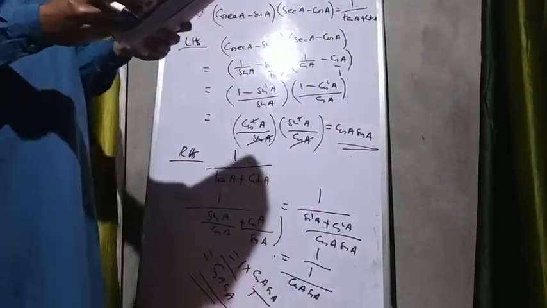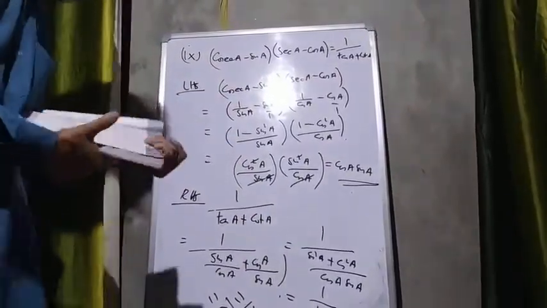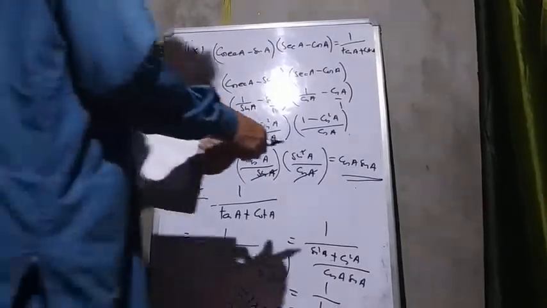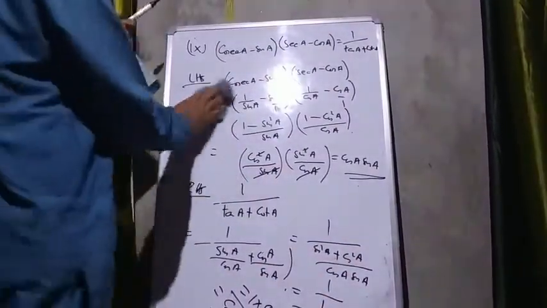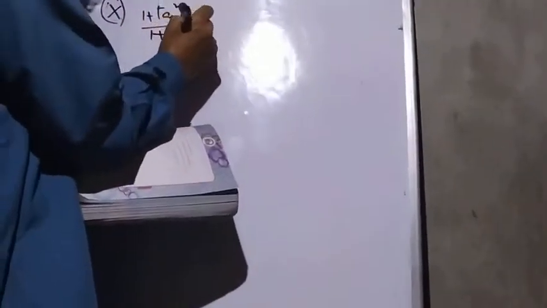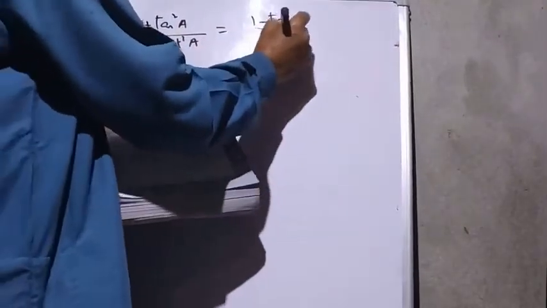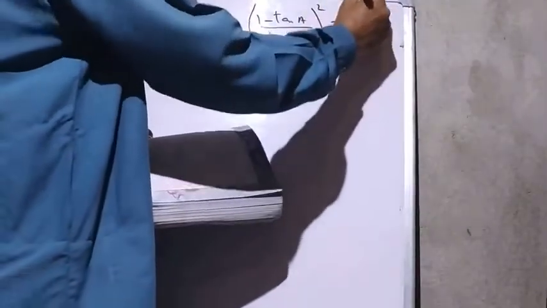Now the last question of this exercise, that is the 10th part. 1 plus tan square A divided by 1 plus cot square A is equal to 1 minus tan A divided by 1 minus cot A whole square. This should come equal to tan square.